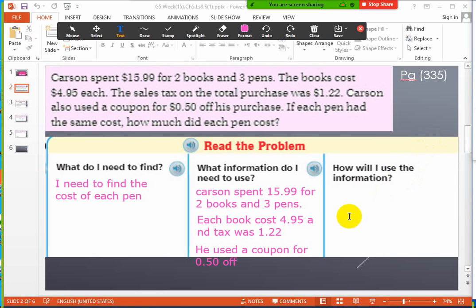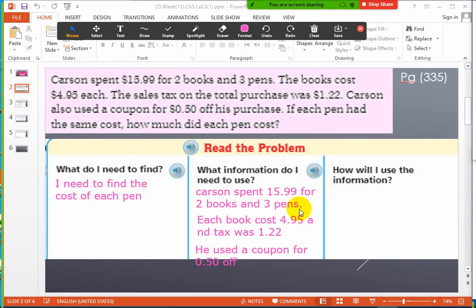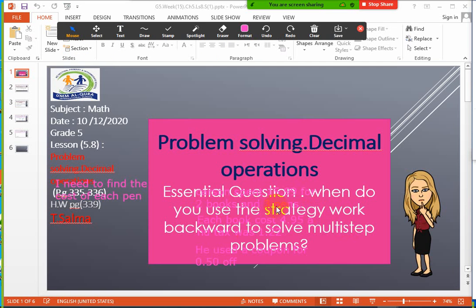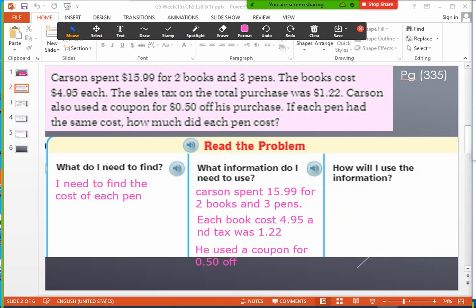Okay, so I will write here the strategy that I will use to find the answer. From the first slide I told you which strategy we will use. If you can write it here, the strategy that I will use is work backward. That means I will use the backward operation to find the answer. So this is the strategy that I will use in decimal problems.